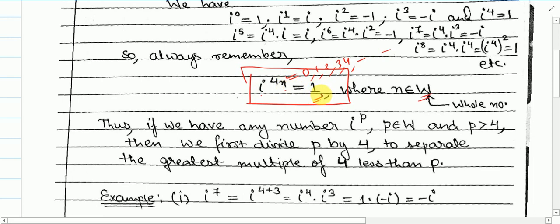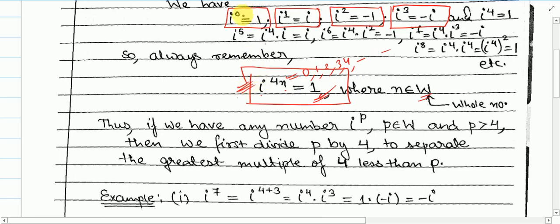Okay, firstly you should remember this, and you should remember this, that i to the power 0 will be 1, i to the power 1 will be i, i squared will be minus 1, i to the power 3 will be minus i. Okay, and you should always remember this one. Now why do I say that you have to remember this?